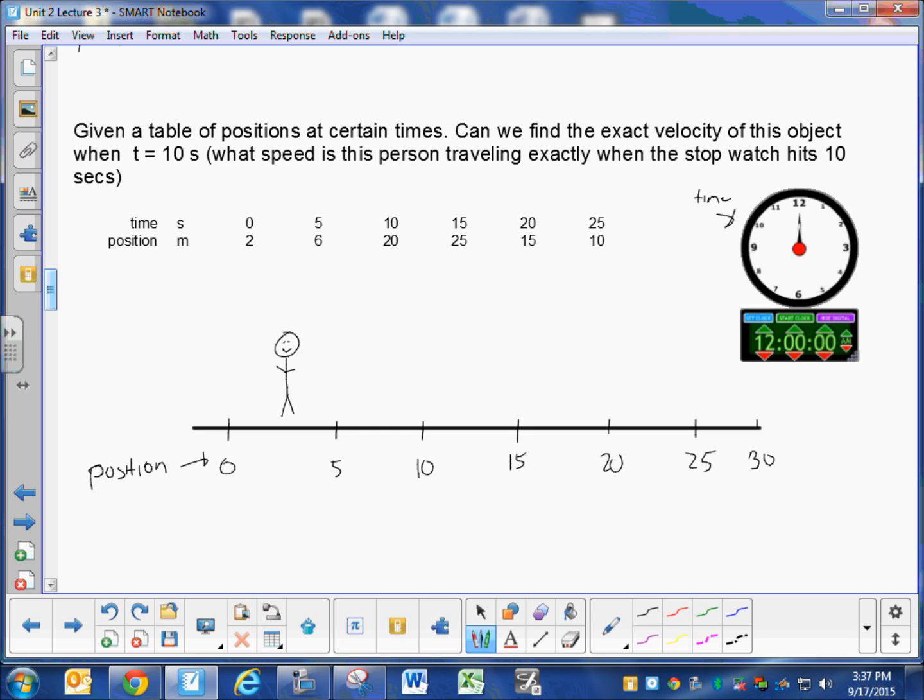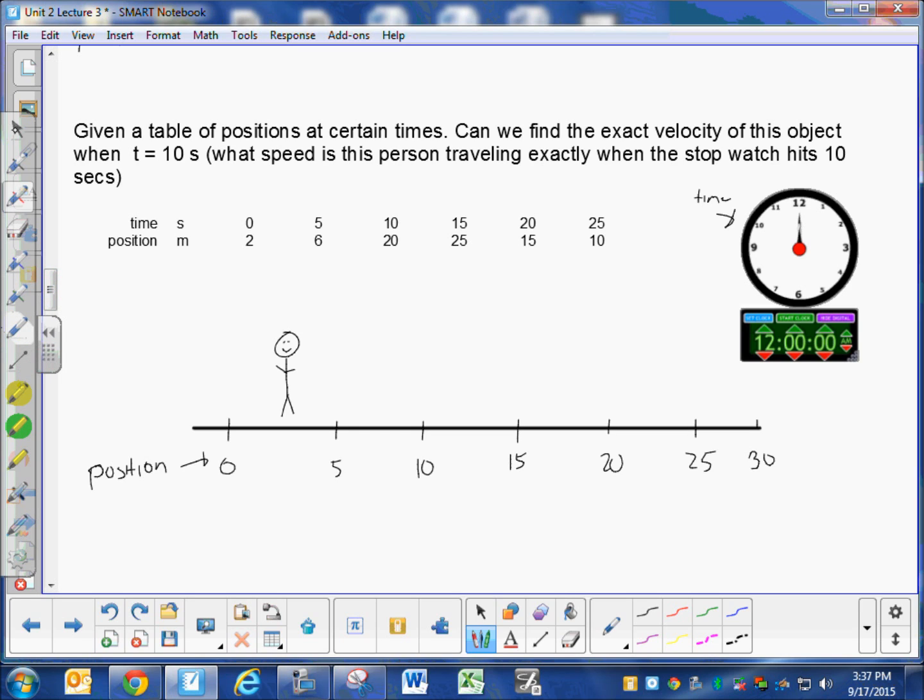Okay? My question is, can I find the exact velocity of the object at the 10th second? Do I know exactly how quickly the dude is traveling and the direction the dude is traveling in at the 10th second looking at this table? We say yes. How? Because for one of those points it gives you a position and time.